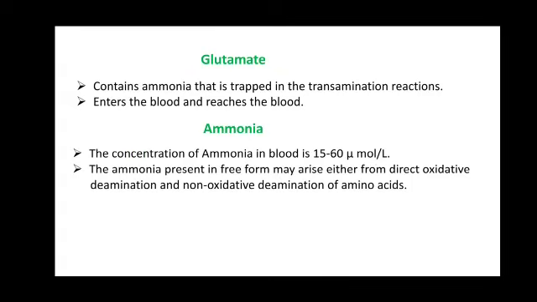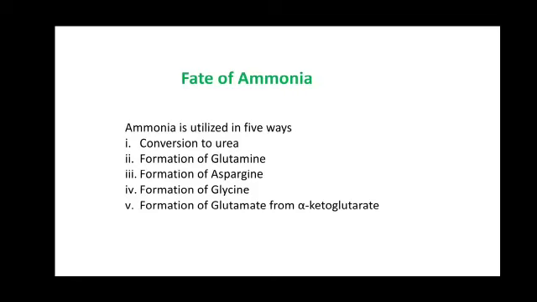And when it comes to glutamate, it contains ammonia that is trapped in the transamination reactions, and it enters the blood and reaches the liver. The concentration of ammonia in the blood is 15 to 60 micromolar per liter. The ammonia present in free form may arise either from direct oxidative deamination or non-oxidative deamination of amino acids. So when it comes to the fate of ammonia, ammonia is utilized in 5 ways: conversion to urea, formation of glutamine, formation of asparagine, formation of glycine, and formation of glutamate from alpha ketoglutarate.